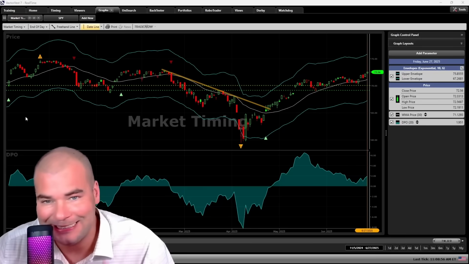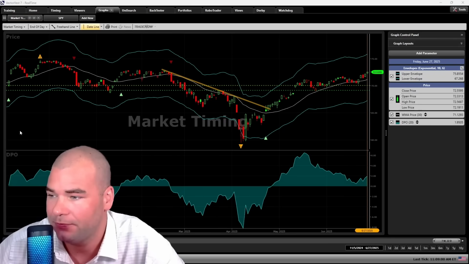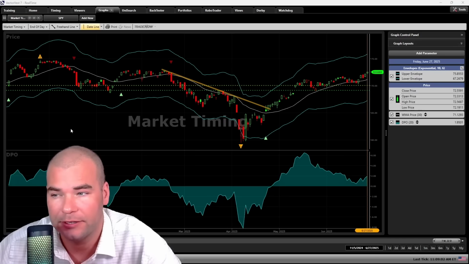Here we can see the DEW in action. Now, DEW is an acronym. D for DPO, or detrended price oscillator. E for the upper and lower envelopes. And W, you see the white line here? That's going to be a 30-day weighted moving average.